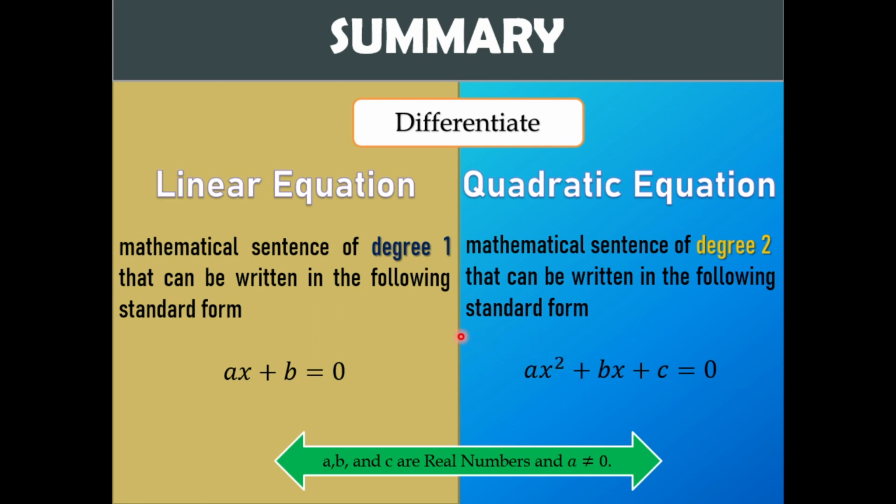So it is very easy to differentiate the two because of this statement here: linear is degree 1, quadratic is degree 2. Take note that a, b, and c are real numbers and a must not be equal to 0.